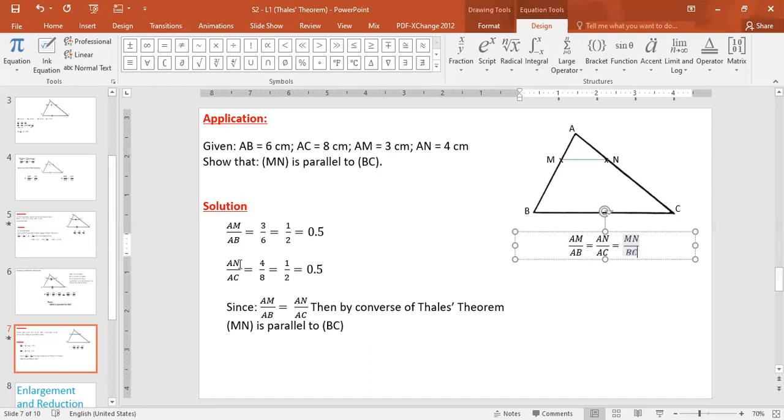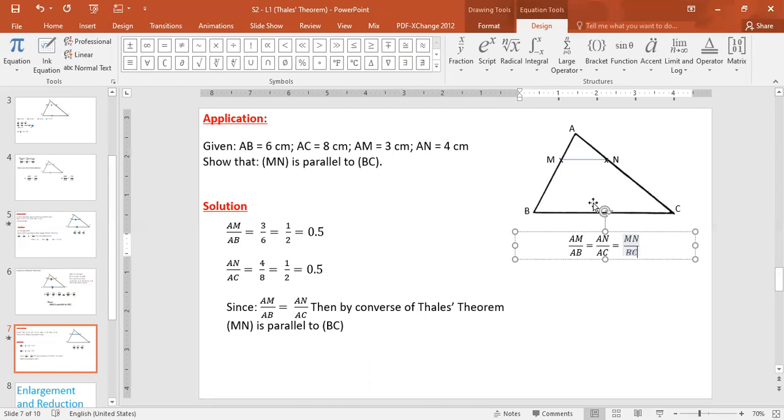Let me move to the second ratio. Do we have the measure of AN? Yeah, 4 centimeter. Do we have the measure of AC? Yeah, 8 centimeter. So if I replace AN by 4 and AC by 8, I will get 0.5. Can you see, Fadl, that the two ratios are equal to each other? Yeah, equal. Since they are equal, then by the converse of Thales theorem, the two lines MN and BC will become parallel to each other.